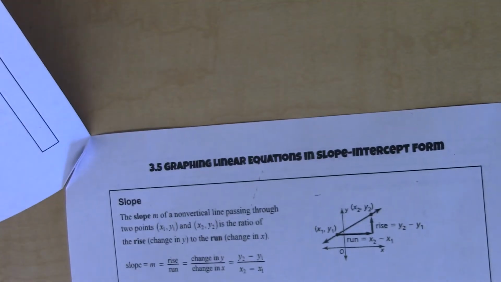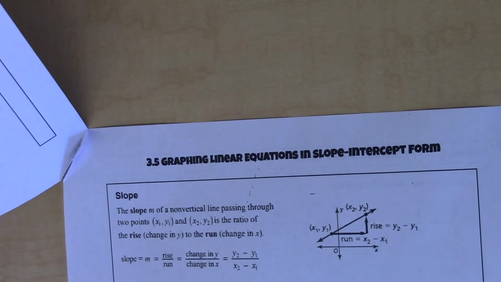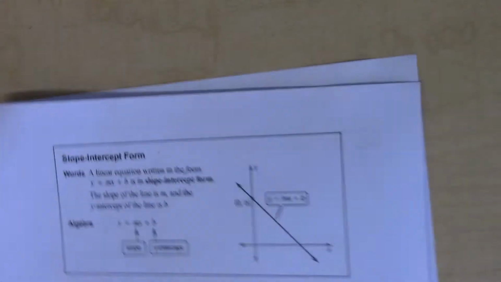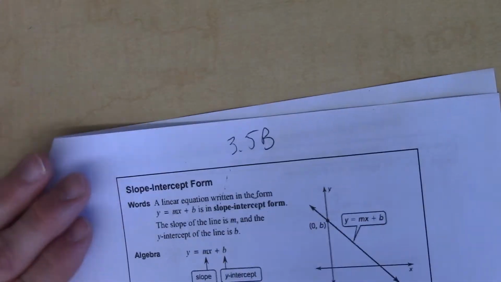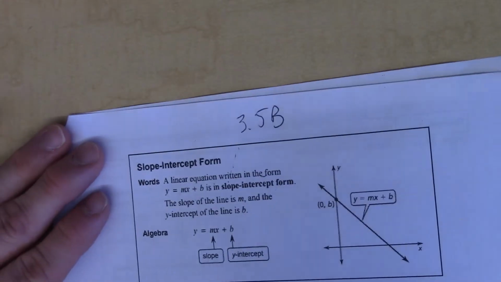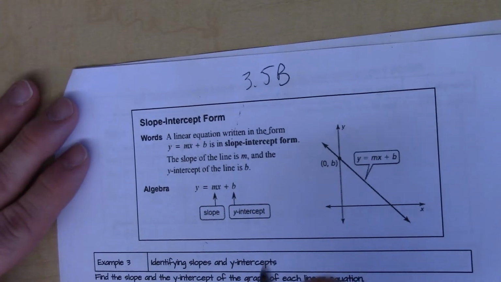All right, y'all, this is 3.5b. In this packet, the first 2 pages were A, and that's on the other video. This is the 3.5b video, okay? And we're going to talk about slope-intercept form, and we've kind of talked about this before.